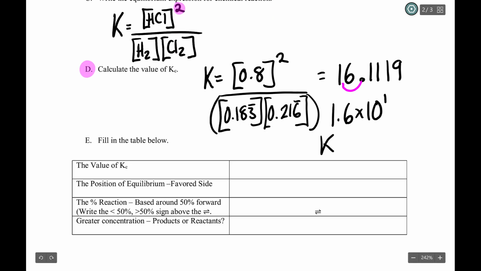So K is greater than 1. And at this time, what I would like you to do is take all this information and use it to help fill in this chart. Pause the video now and try filling in the chart.